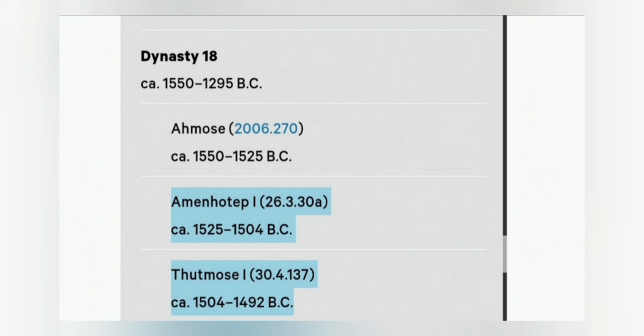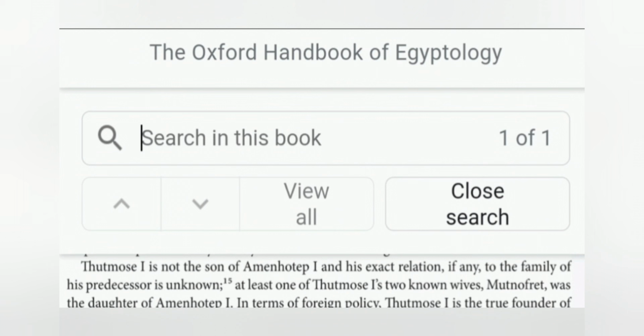So Thutmose reigned after Amenhotep the first, and we read from this Oxford Handbook of Egyptology that Thutmose is not the son of Amenhotep I, and his exact relation, if any, to the family of his predecessor is unknown. At least one of Thutmose's two known wives, Mutnofret, was the daughter of Amenhotep. So at the time when Thutmose is going in to marry Mutnofret, and her name is the king's daughter, and the king at that time would have been Amenhotep the first, we know that that woman is the daughter of Amenhotep the first.